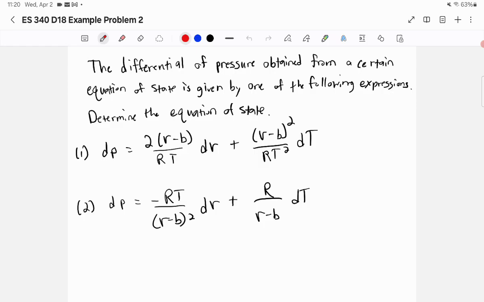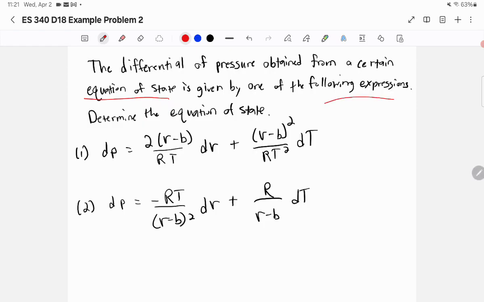So the differential of pressure obtained from a certain equation of state. Remember, the equation of state has some kind of form that looks very similar to P equal to something over V. It could be V minus something as well, but it looks something like that form. So we can solve it for the pressure, and the differential form of this is given by one of the following equations.